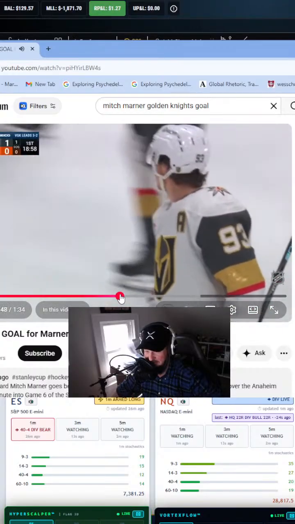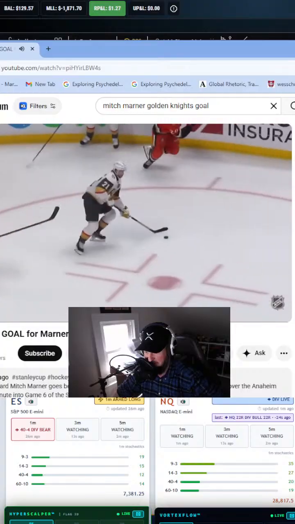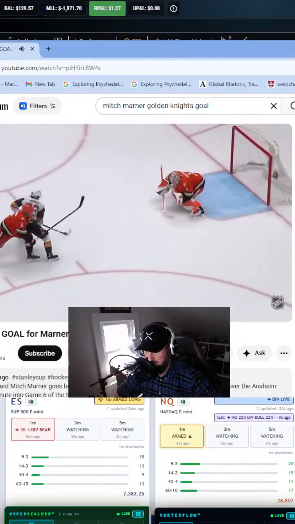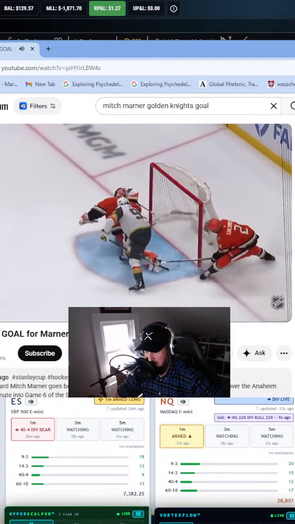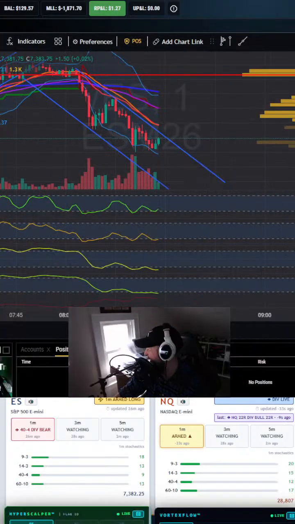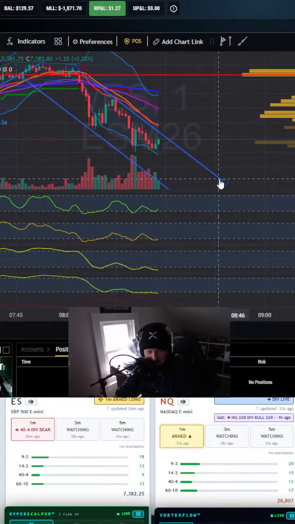Karlsson gets Golden Knights of hockey, and what a play by Theodore. But look at the position of Karlsson, and in one motion, there's Mitch Marner. Look at the end of this goal. Then taps it in. Oh, dude, that's just so nasty. This is such a good goal. Such a good goal. I'm happy for him.